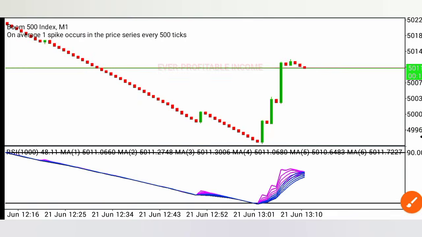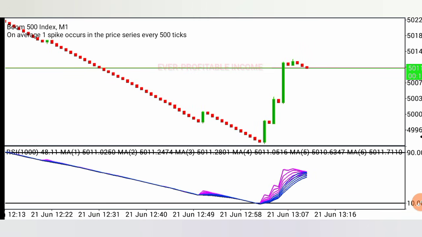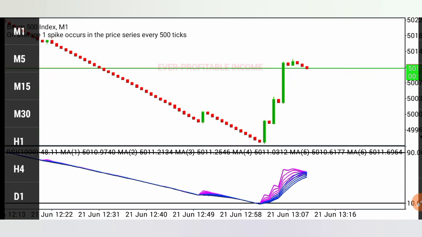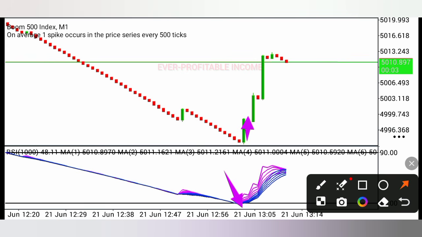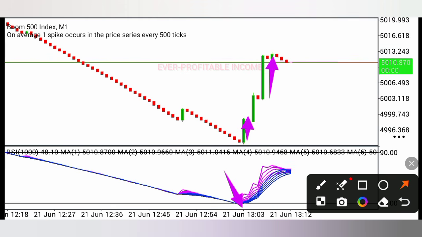Okay, wow guys, can you see this? Can you see this? This is the 1 minute time frame. So when the moving averages touch level 10, a spike is going to come in. Can you see that? Spike is going to come in, okay?